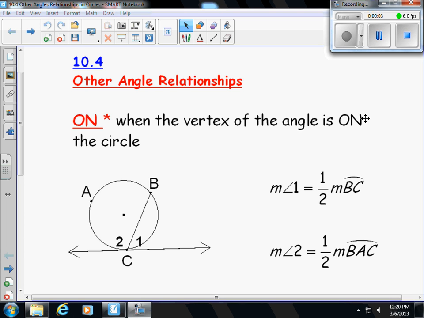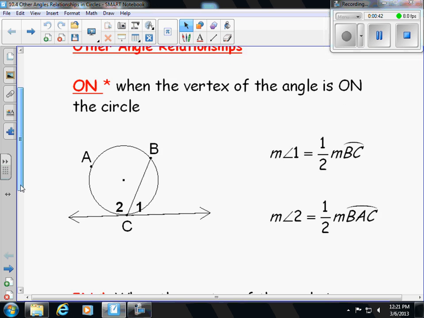Today we're going to be talking about other angle relationships. For example, when the vertex of an angle is on a circle, as in this particular picture where you see angle 1 and angle 2, their vertices are right on the circle. This is the formula that we're going to use. The measure of angle 1 is equal to 1/2 the measure of arc BC, and the measure of angle 2 is equal to 1/2 the measure of arc BAC.